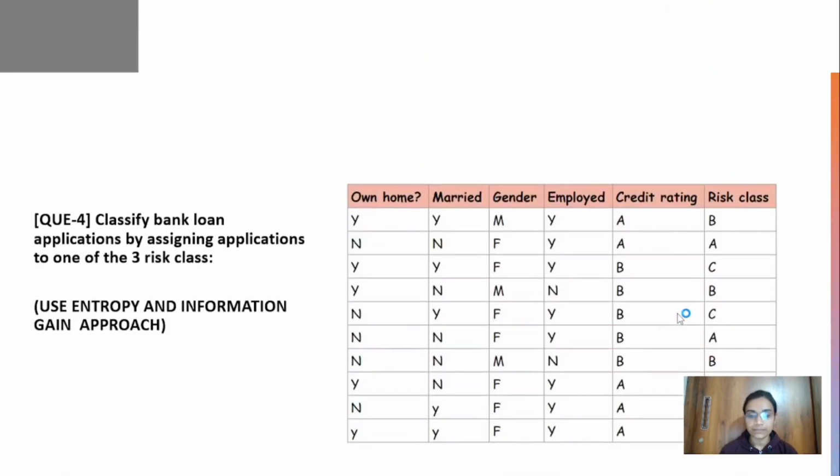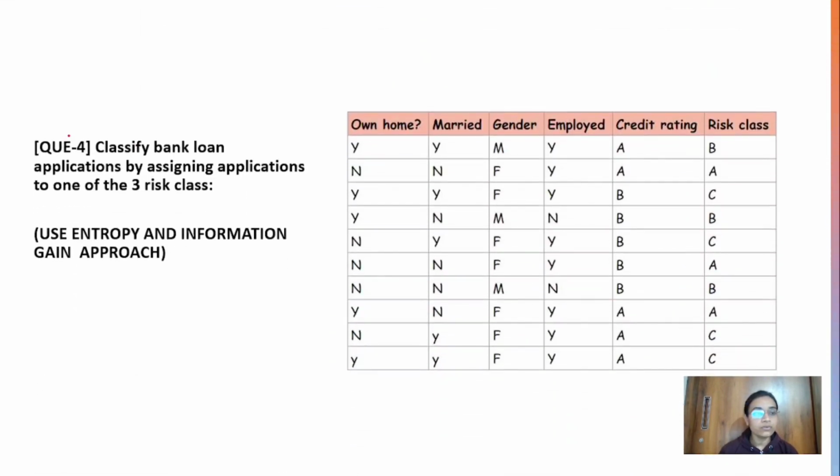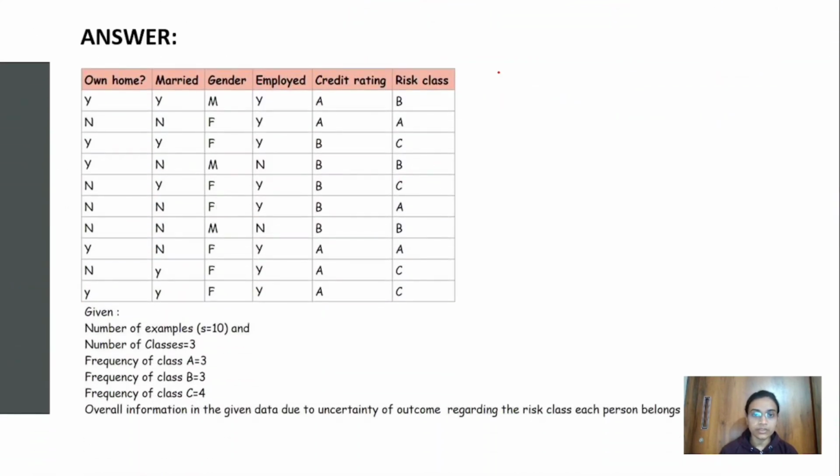And question number 4: classify bank loan applications by assigning applications to one of the three risk classes. There are three risk classes A, B and C. So we need to classify them into any of the three risk classes by using the entropy and information gain approach. Here's the data set, and the frequency of class A is 3, the frequency of class B is 3, and the frequency of class C is 4.